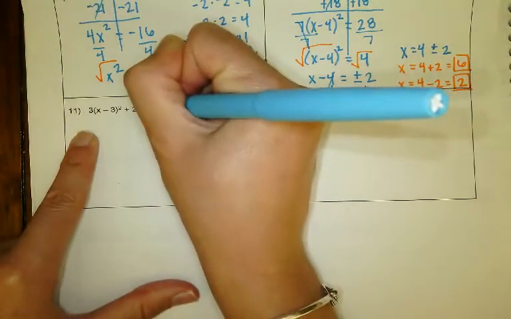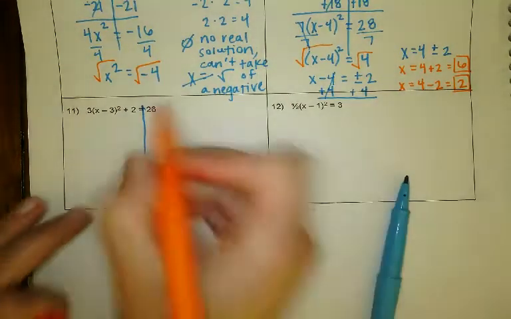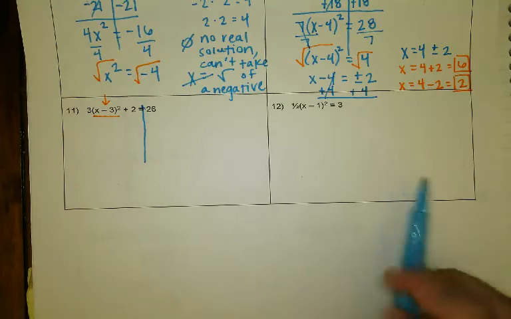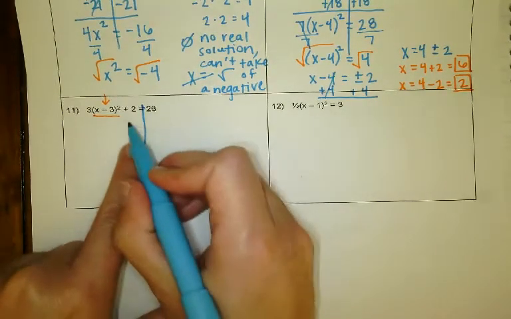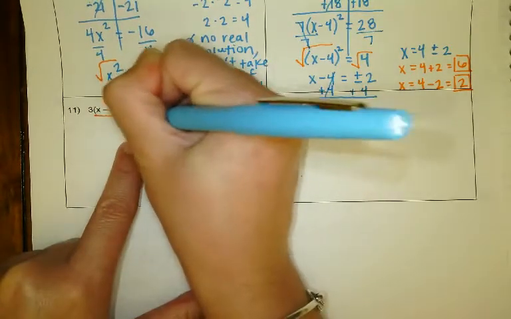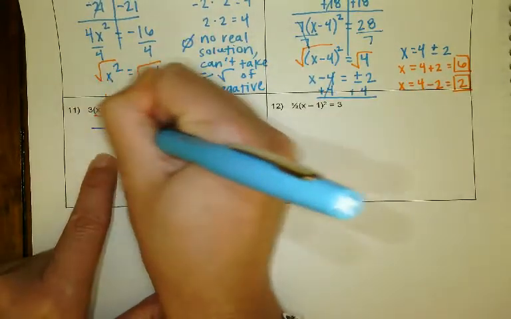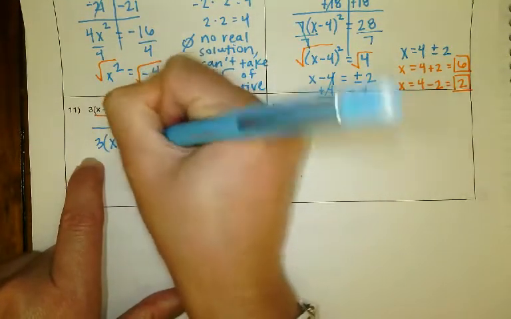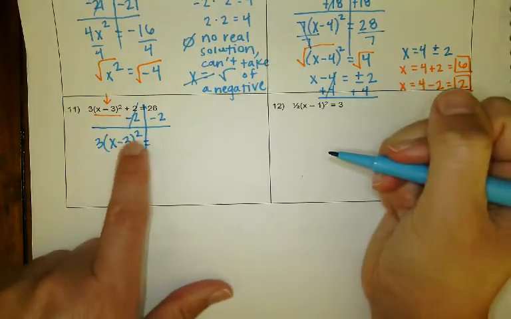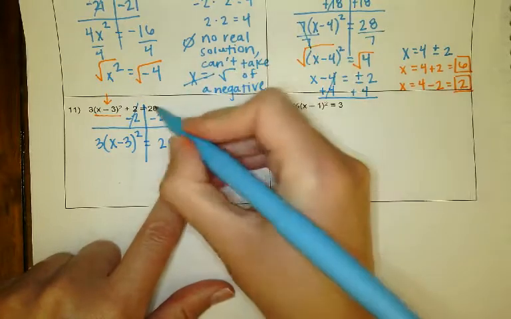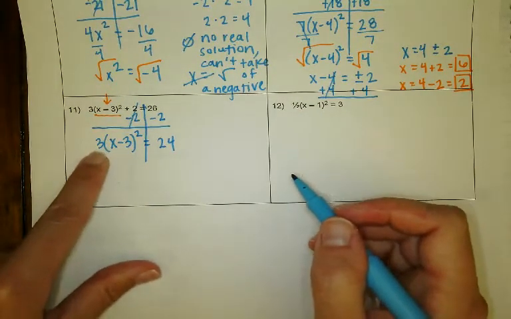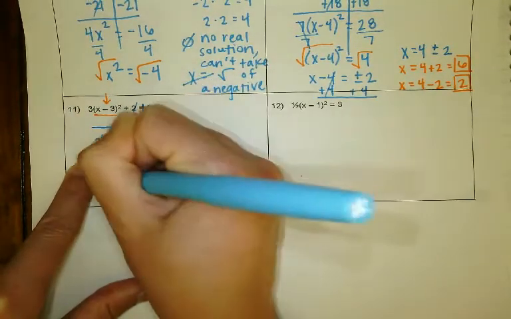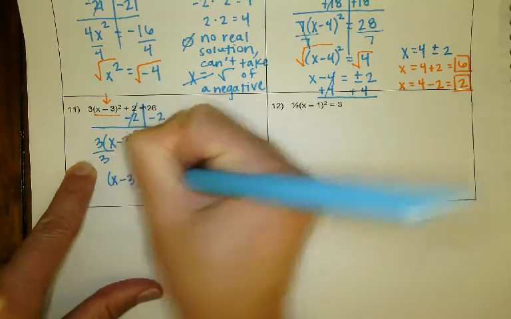All right, number 11, decide what part we are trying to get alone. We're trying to isolate the part that's being squared. So let's cancel all the numbers around it. We'll start with this extra number and we'll subtract 2 from both sides. I'm going to bring down 3 times (x minus 3) squared equals 24 when I do 26 minus 2. The 3 is trying to multiply, but instead I'm going to divide by 3 on both sides. And I get 8.